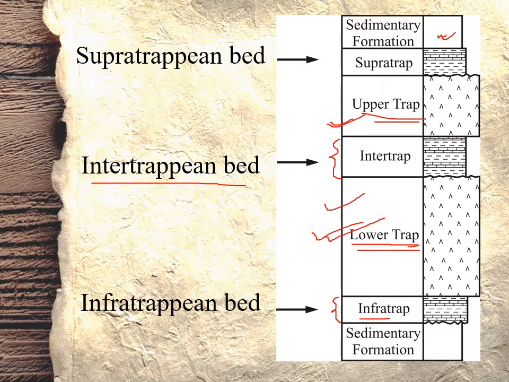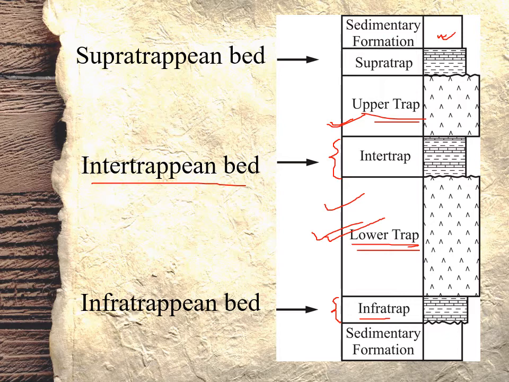So definitely supratrap is the youngest sedimentary horizon associated with the Deccan Trap lavas. When all the Deccan Trap eruption ends, or it may not be Deccan Trap, it may be any kind of effusive lava flows, when the eruptive episode ends, then the immediate sedimentary horizon deposited over those effusive lava flows is known as supratrap. So this sedimentary unit is bounded in its lower part by trap lavas and its upper part by other sedimentary rocks.